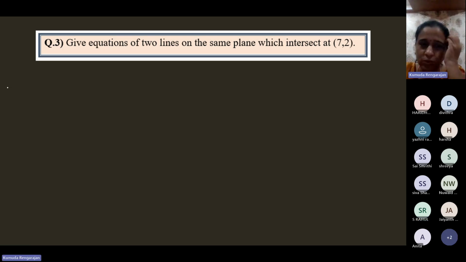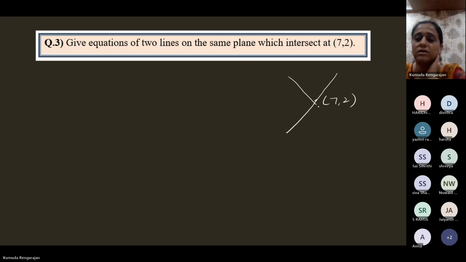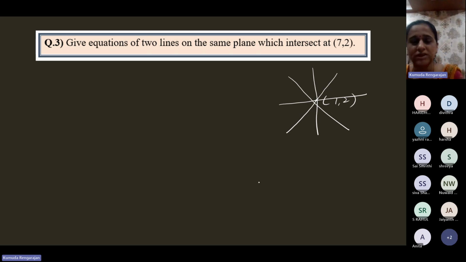Okay, so here: give equations of two lines on the same plane which intersect at 7, 2. Now we know that through this point 7, 2, we can draw infinitely many lines, or infinitely many lines pass through this point 7, 2. So we can write the equations of so many lines that pass through the same point 7, 2. Of those many lines, they are asking you to write the equations of any two lines.